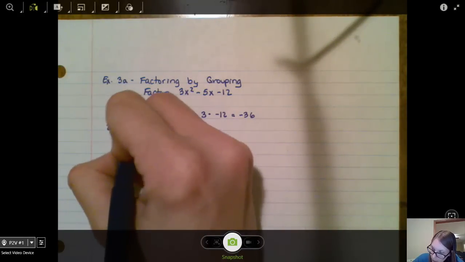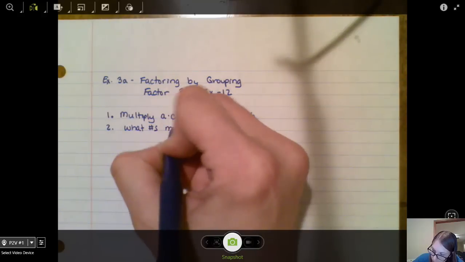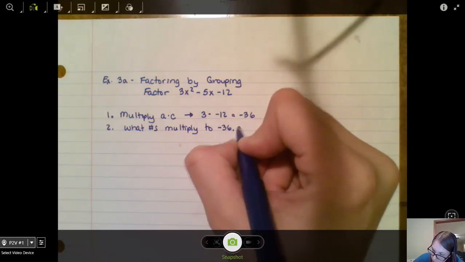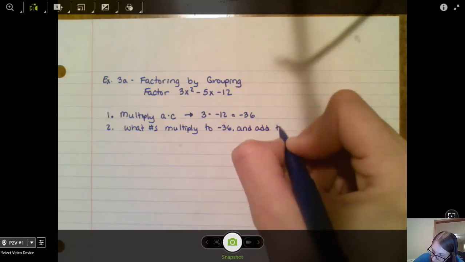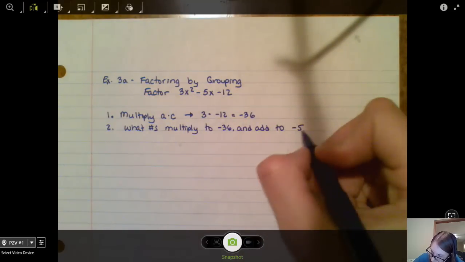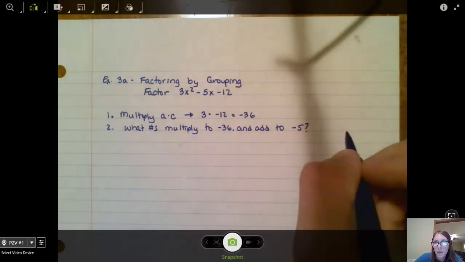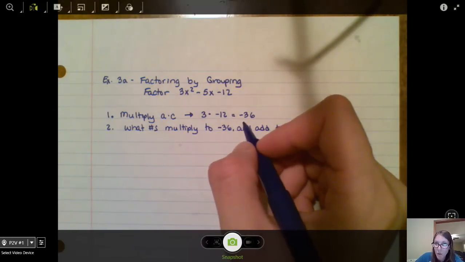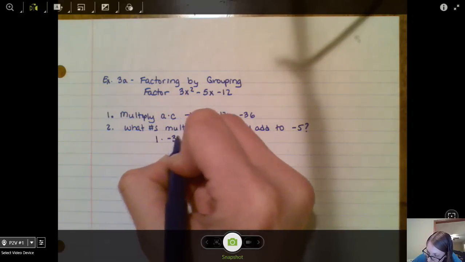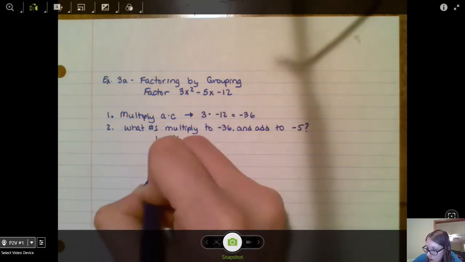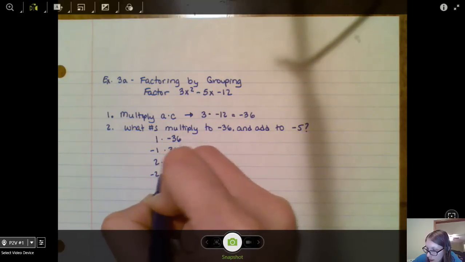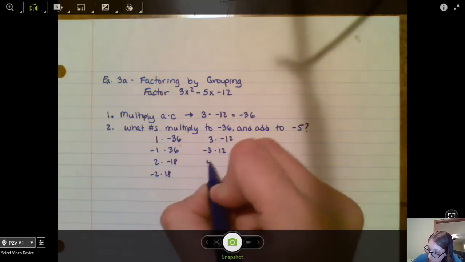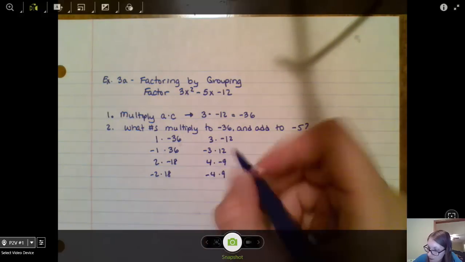Okay. Now we want to find what numbers multiply to negative 36 here and add to my B value, negative 5. Well, let's list out my options. So what numbers could multiply up to negative 36? Well, we could have 1 times negative 36, negative 1 times positive 36, 2 times negative 18, negative 2 times 18, 3 times negative 12, negative 3 times 12, 4 times negative 9, negative 4 times 9, or 6 times 6.